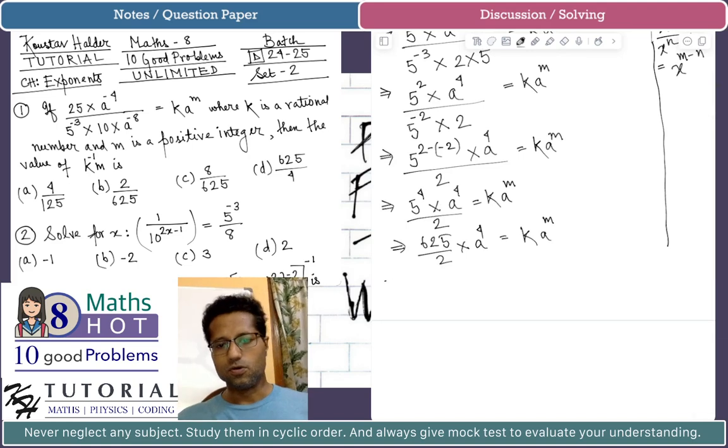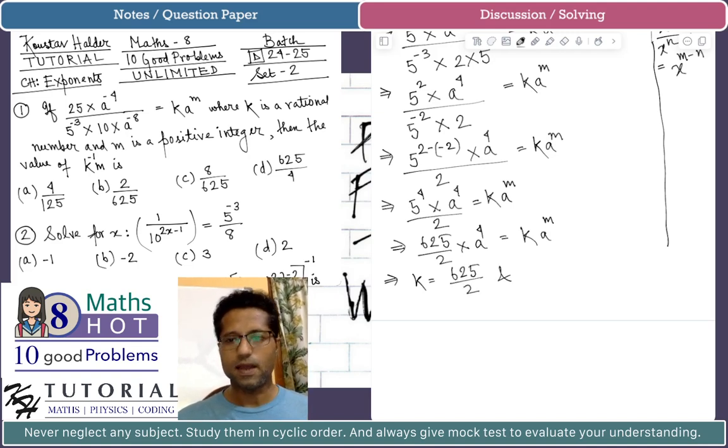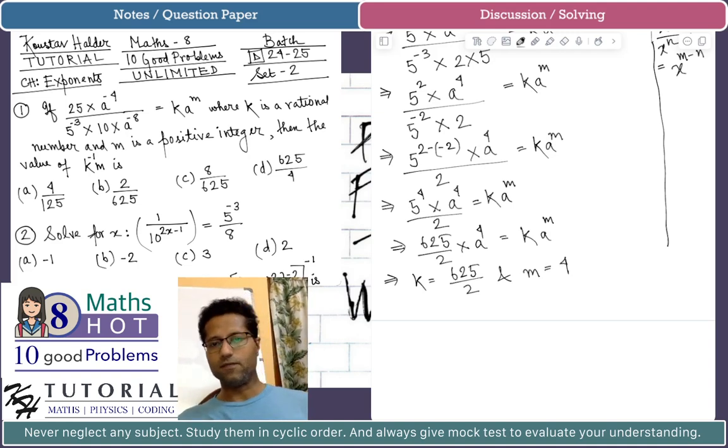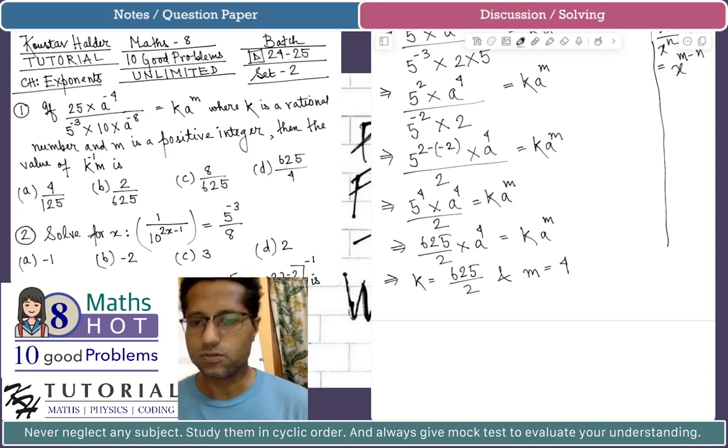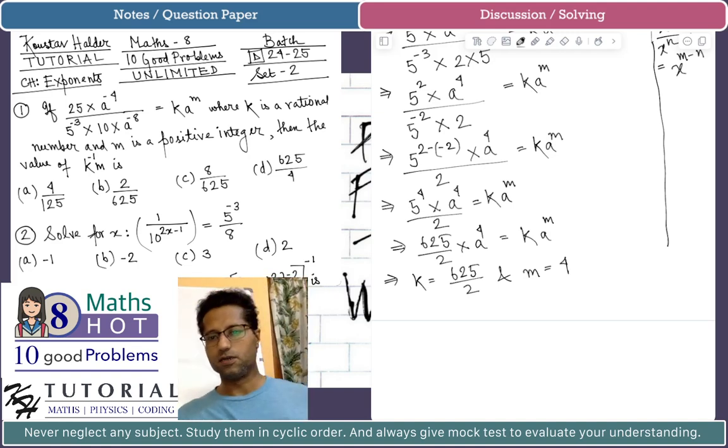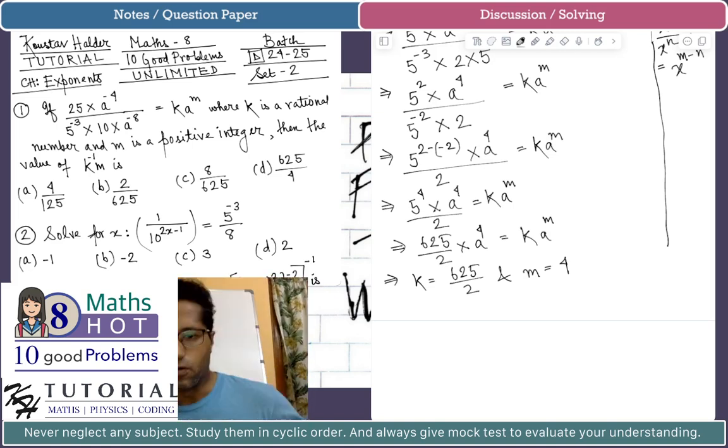From here we can clearly say that k is equal to 625 by 2 and m is equal to 4. On the left hand side we have a to the power 4, on the right hand side we have a to the power m. So the bases are same. So the exponential term a to the power 4 should be equal to the exponential term a to the power m on the right hand side. So m should be equal to 4.